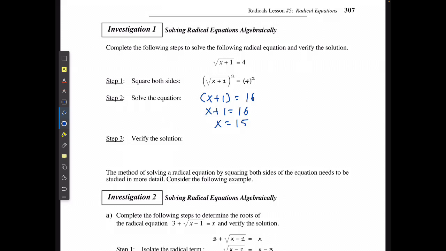And obviously, we've already done the verification on the other page. The square root of 15 plus 1 is equal to 4. The square root of 16 is equal to 4. And 4 is equal to 4.